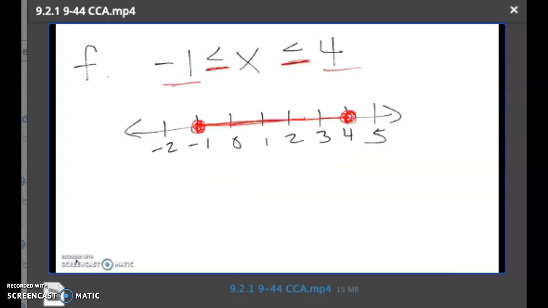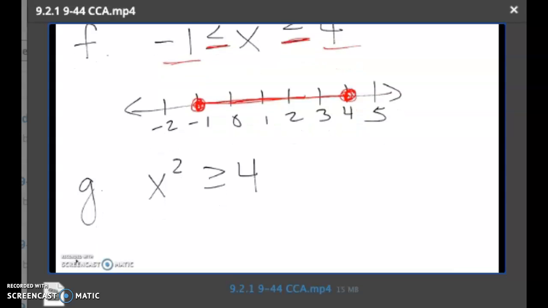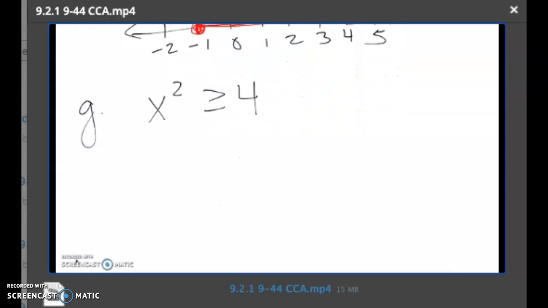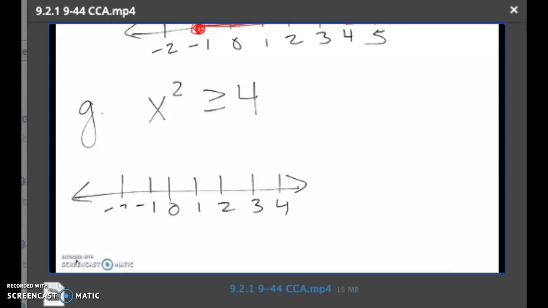All right, taking a look at G, we have x squared is greater than or equal to +4. Okay, so I'm going to just draw my number line over here. I'm going to draw out a couple things here. Oops, let's make it 3.